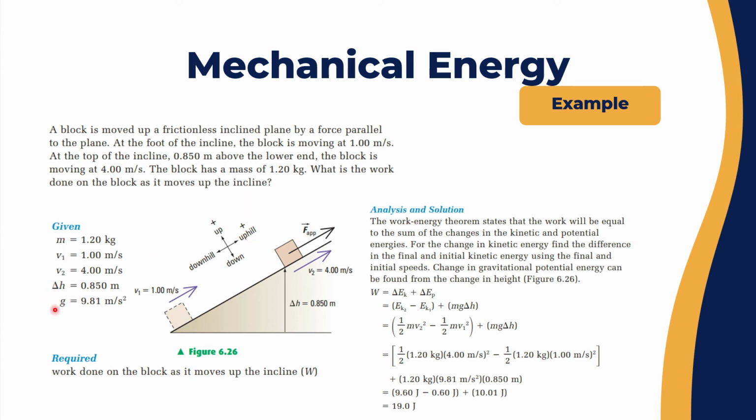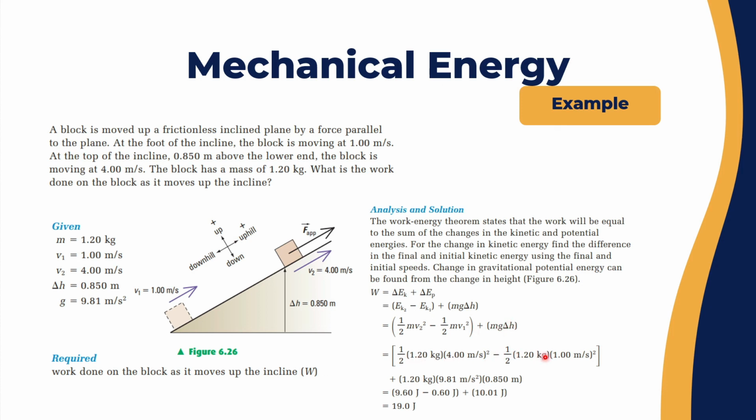We start with the givens. We have the mass, V1, V2, delta H, and gravitational acceleration, of course. What do we need? We need W. W, we know, equals delta EK plus delta EP. But delta EK means EK2 at position 2 minus EK1, the kinetic energy at position 1, plus delta EP equals mg delta H. EK2 means 1 over 2 mass times velocity 2 squared, minus 1 over 2 mass times velocity 1 squared. We do the calculation between parentheses. When we're done, we put it down below, plus the mass times gravitation times the delta height.